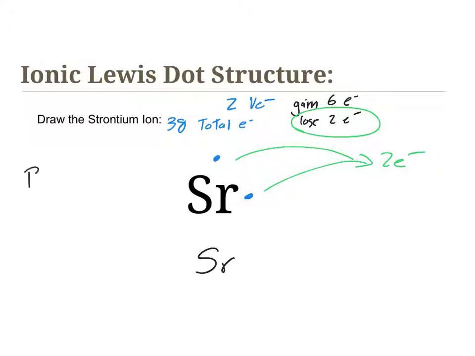Strontium has 38 protons. It has 38 electrons originally, and neutrons are 88 minus 38, which is 50. 50 neutrons.